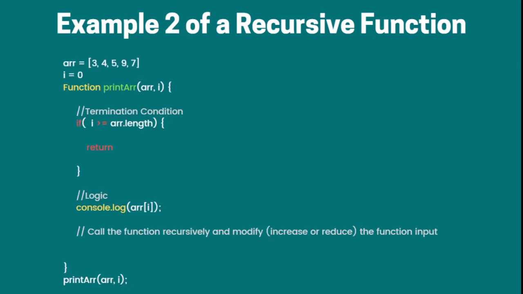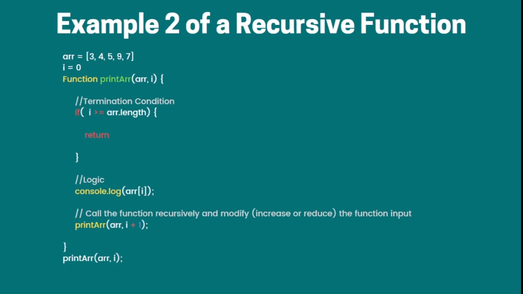And then last is we call the function recursively and modify its input. So right now you can see here we're not modifying r, but we are modifying I. We are going to increase I because we want this to shift. We want I to be 0 so we can print out 3. Then we want to increase I to 1 so we can print out 4 because we know that 1 index is 4.